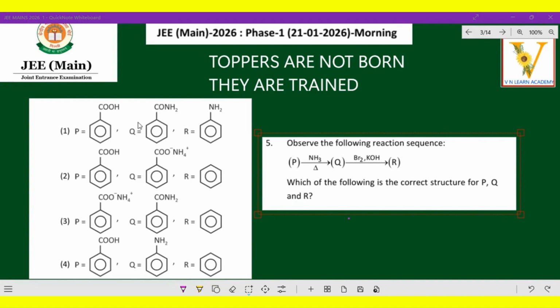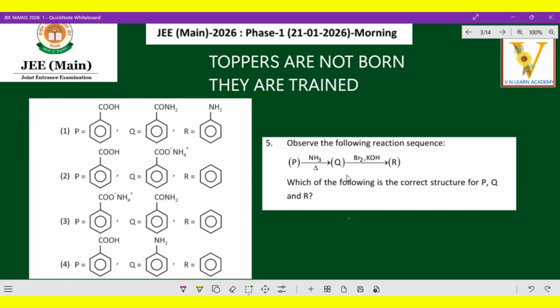The next question: observe the following reaction sequence. Compound P, when reacting with ammonia while heating, gives compound Q. They did not mention which compound P and Q are. And compound Q, when reacting with Br2 KOH, that is Hofmann's degradation, gives R. Which of the following is the correct structure for P, Q, R? The key given is bromine with KOH, that is degradation. That means the number of carbons will decrease. That is the point we just remember.